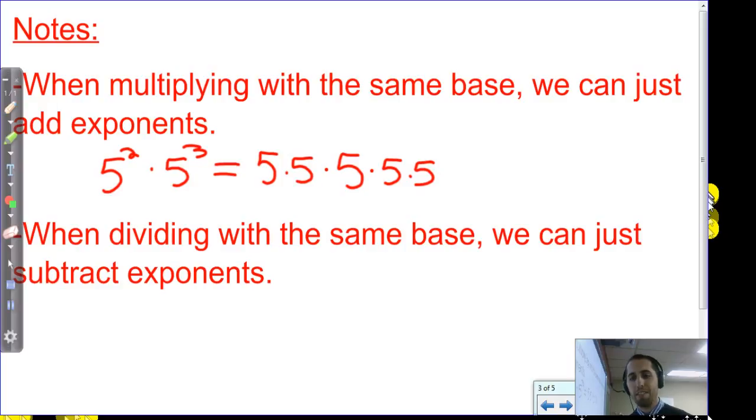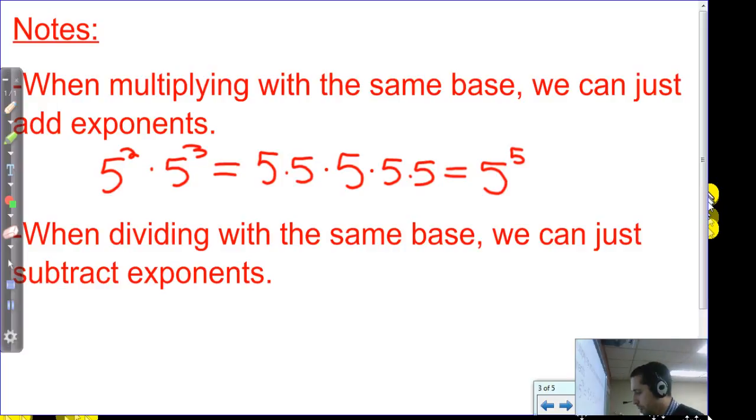this first base and exponent tells us that we have two 5s multiplied together, and then we're going to multiply by 3 more, so we're just going to multiply a total of 5 5s together. This is 5 to the 5th. That's an easier way to write it. We can add the exponents only if the bases are the same. Next, when dividing with the same base, we can just subtract the exponents.